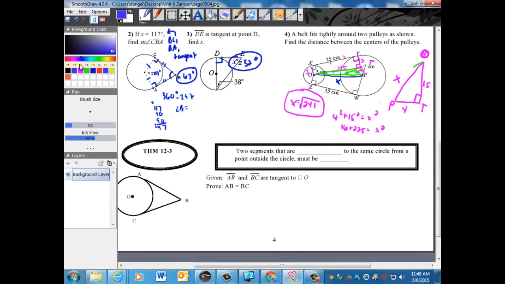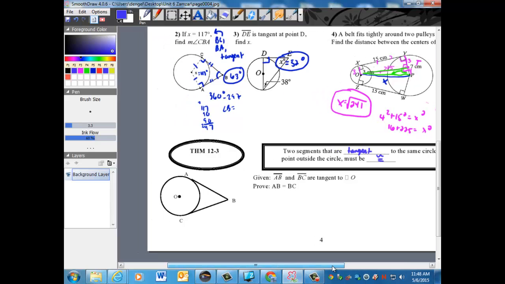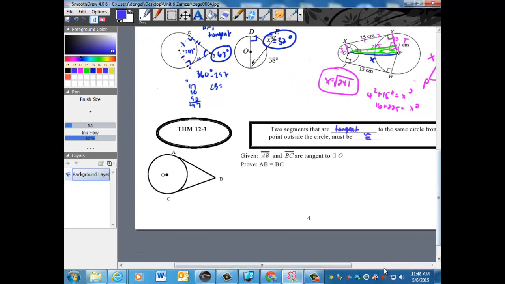Alright, next theorem, we have theorem 12.3. Two segments that are tangent to the same circle from a point outside the circle must be congruent. What we're saying here is that we have these two lines. Okay, so we're given that AB and BC are tangent to circle O. And what we're going to try and prove is that BA is congruent to BC. So we're trying to prove this theorem 12.3.